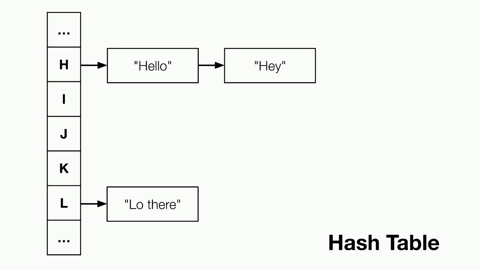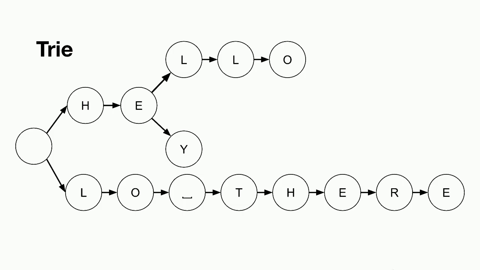Another example we have here is a hash table. This hash table has multiple buckets, like in this case, these buckets are by the first letter. And then within the bucket, we have a linked list with multiple entries. Another data structure that we briefly heard about in lecture was a trie. This trie has a tree-like structure that stores these words in a diagram sort of like this.